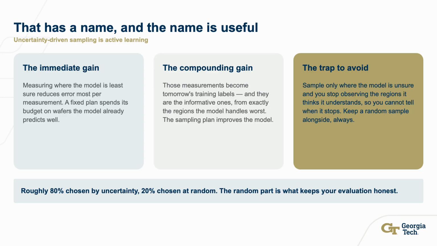Now the failure mode, and it is subtle. If you sample only where the model is unsure, you stop observing the regions it believes it understands. And then when it quietly becomes wrong about one of those regions, you have no measurements there to notice it. Your evaluation set has been chosen by the model, so it can no longer tell you when the model is wrong. So keep a random sample alongside. Roughly 80% chosen by uncertainty, 20% chosen at random. The random 20% is what keeps your evaluation honest. It is also, not coincidentally, the same argument as the uncompensated sample 2 slides from now.